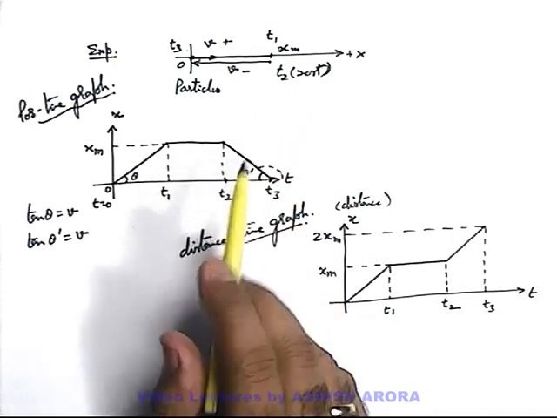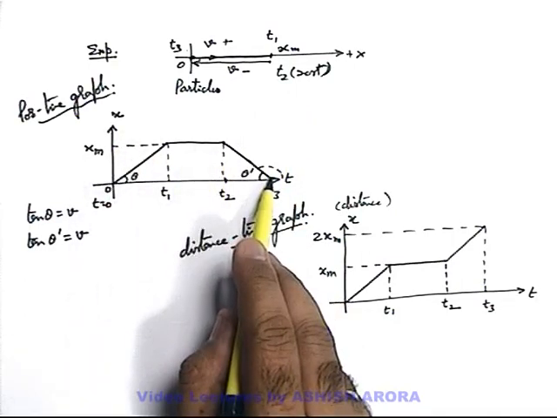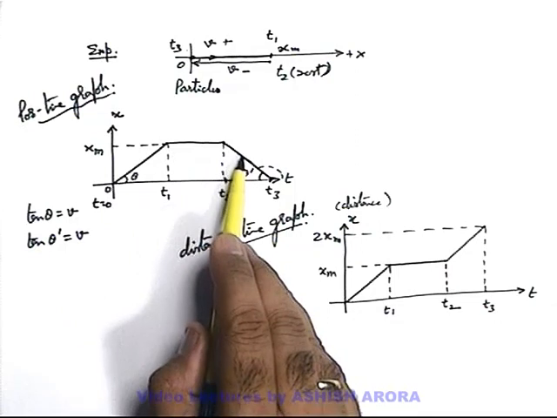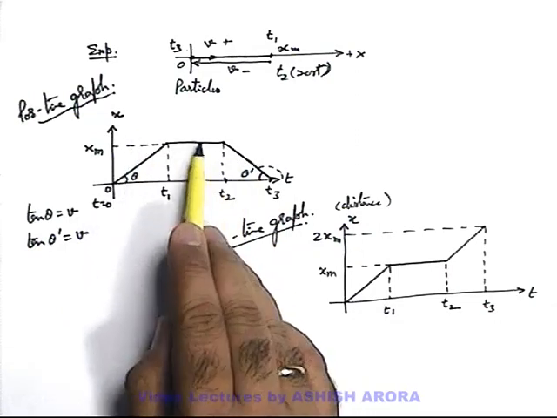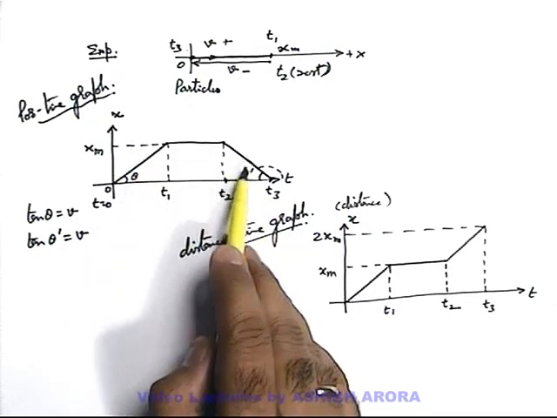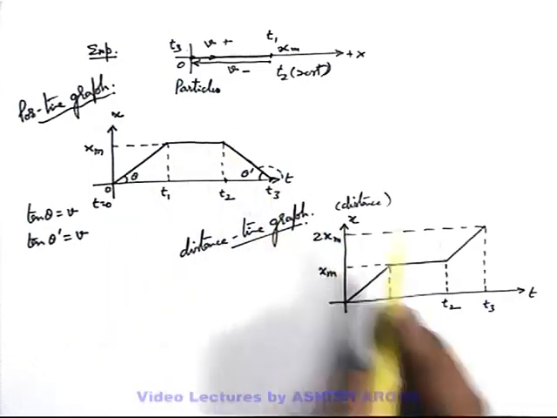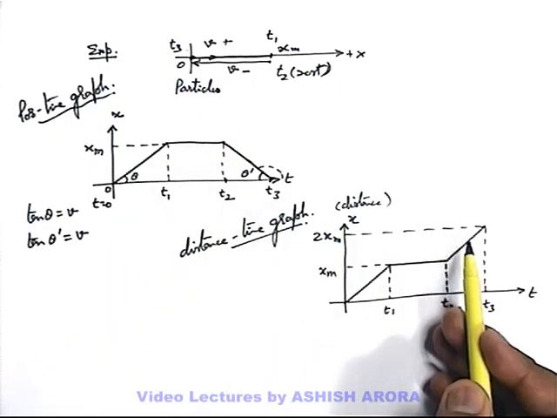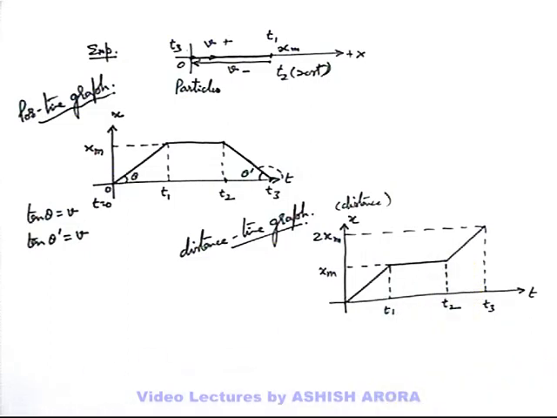You can simply state, if we have a displacement time graph, then for those portions of the displacement time graph where the curve is coming down, you can draw the mirror image with respect to the time axis in the upward direction, and that will become the distance time graph.